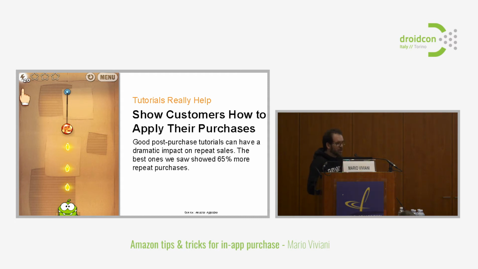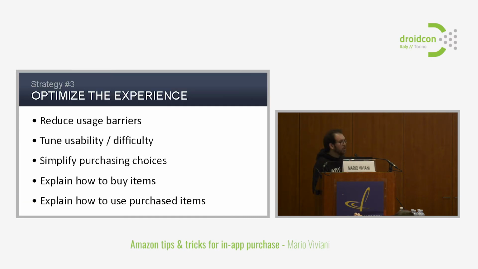So the third strategy is optimize the experience. Reduce usage barriers, tune usability, simplify the purchasing choices, and train your users on how to make a purchase and how to use the consumable. Guide your user through the purchase and how to use it. Super easy win.